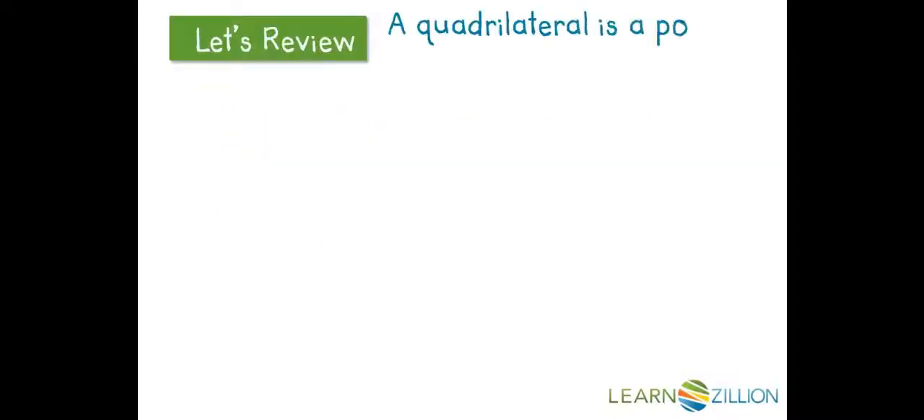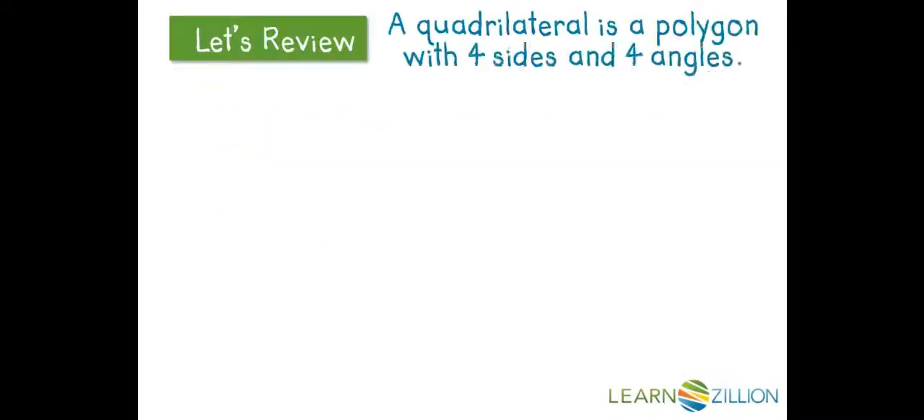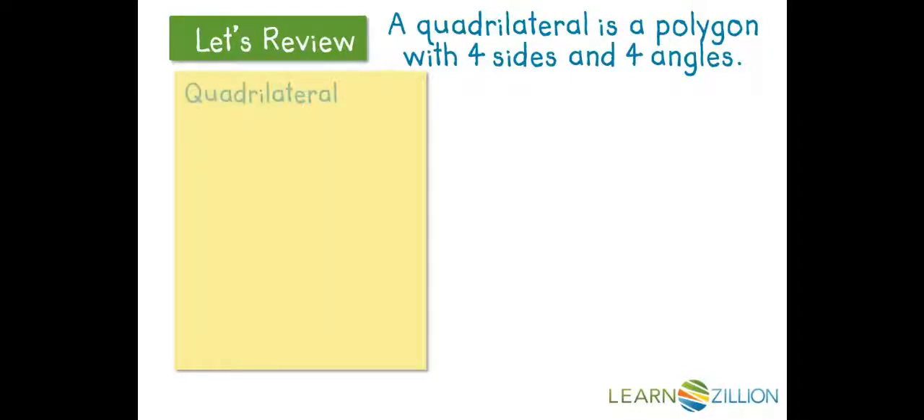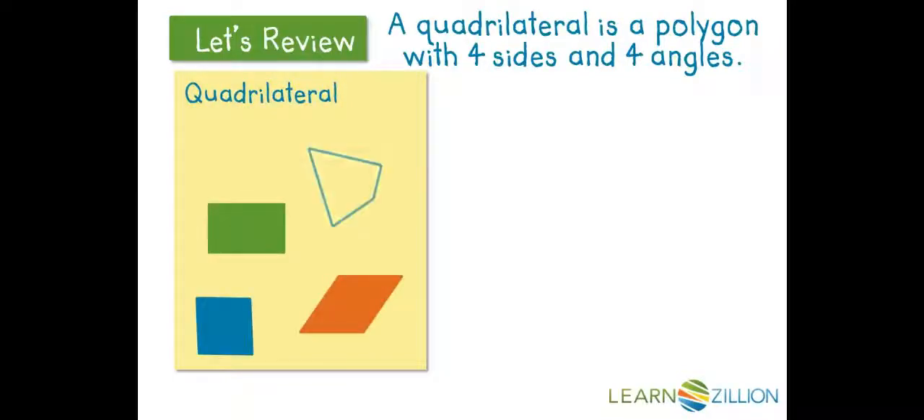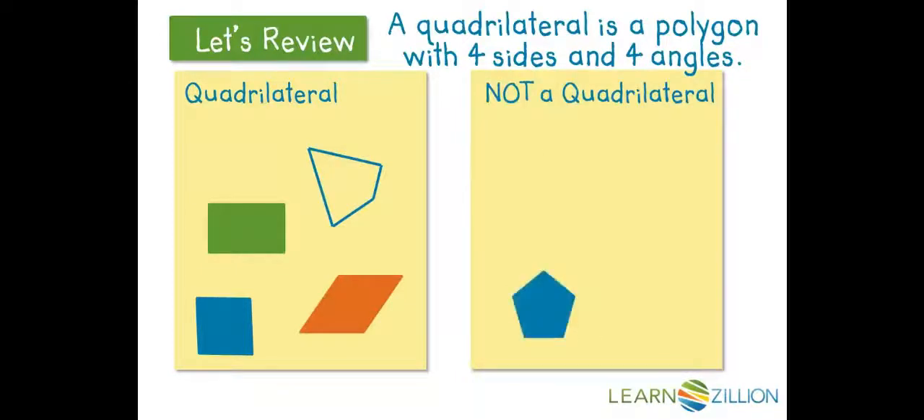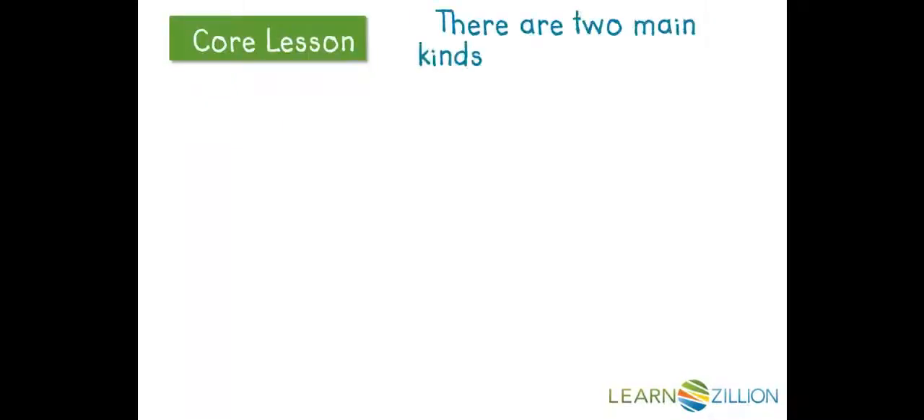You already know that a quadrilateral is a polygon with four sides and four angles. That includes any polygon, no matter what it looks like, as long as it has four sides. It does not include any polygon with more than four sides or angles, or less than four sides or angles. Quadrilaterals are special kinds of polygons because there are so many specific kinds.